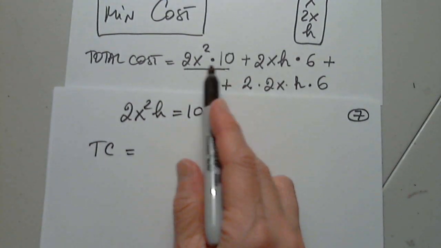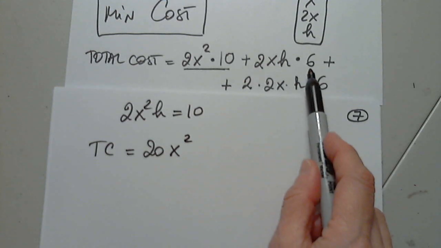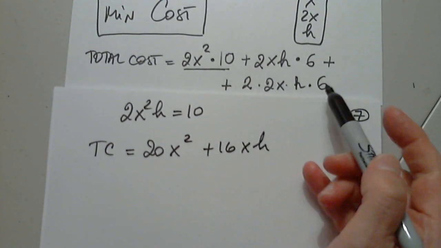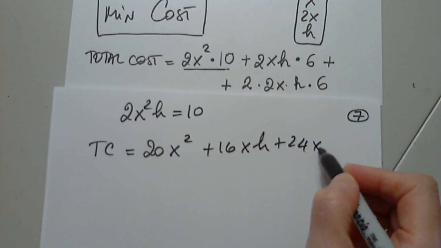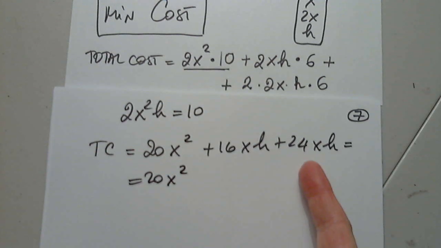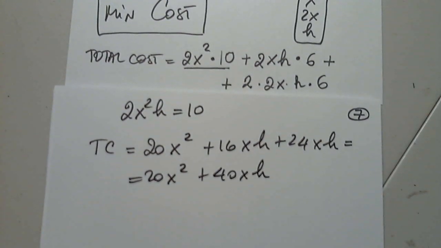Total cost, 20x squared, 16xh, 4 times 6, 24xh, and finally 20x squared, 16 plus 24 is plus 40xh.